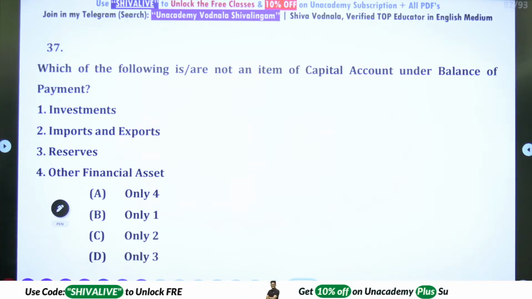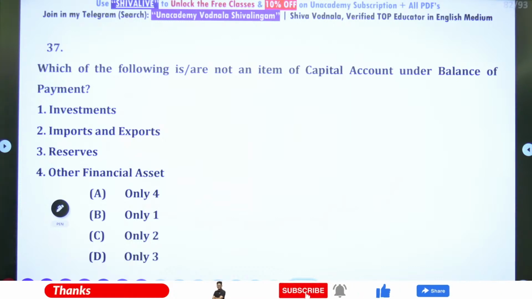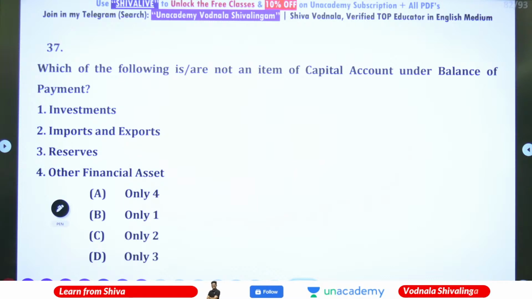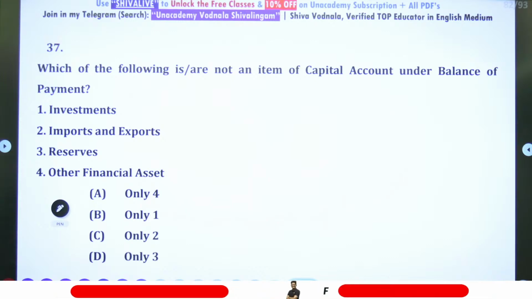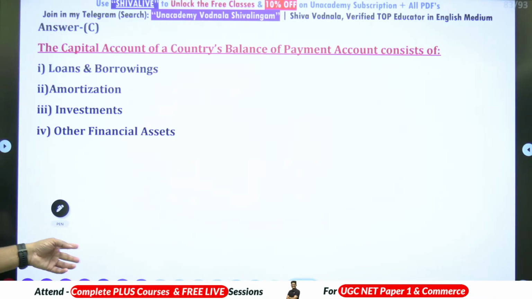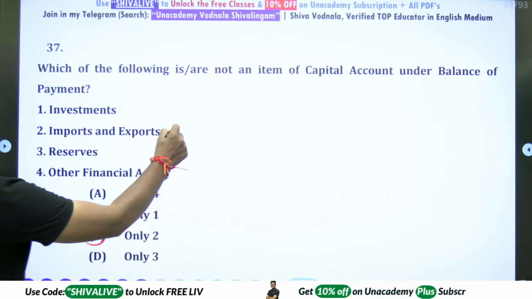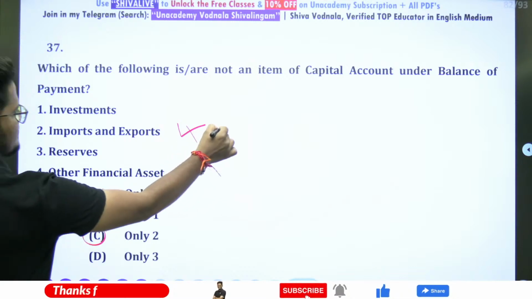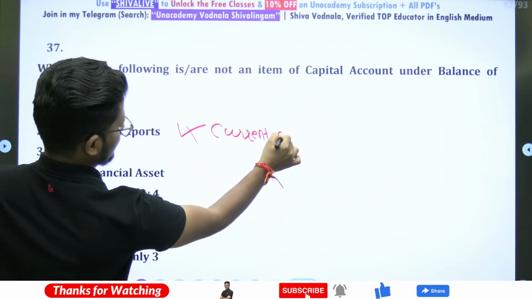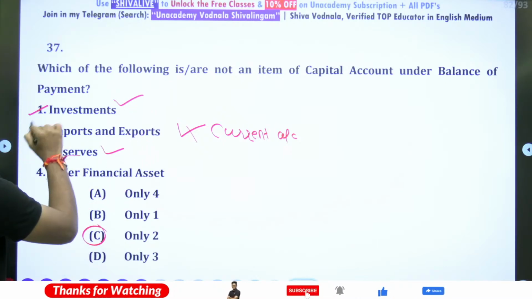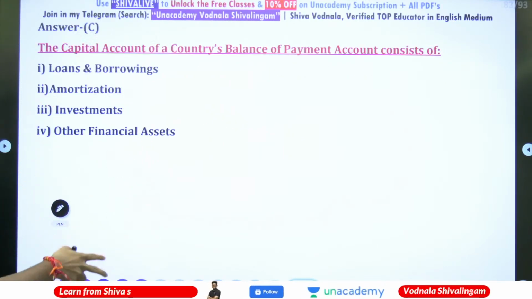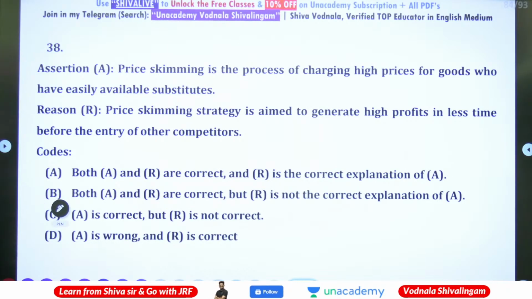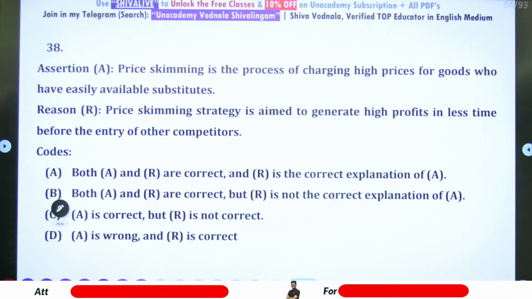Which of the following are not the items of the capital account under the BOP? Investment, imports and exports, reserves and other financial assets. Option C is the given answer, only 2. Imports and exports are not part of the capital account because they are part of the current account, whereas investment, reserves and other financial assets are part of the capital account.